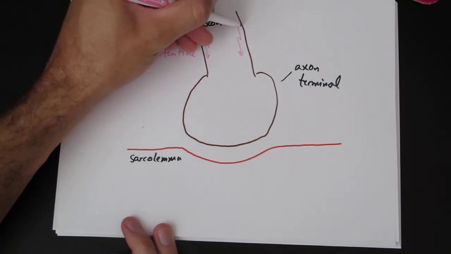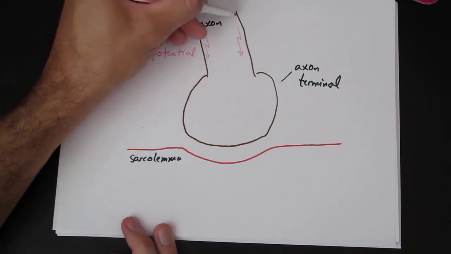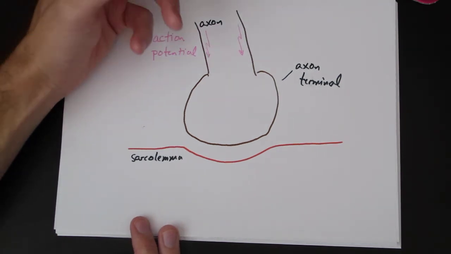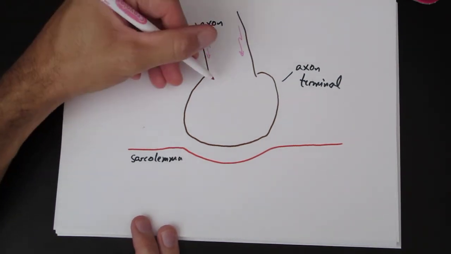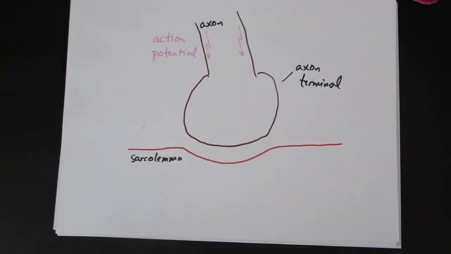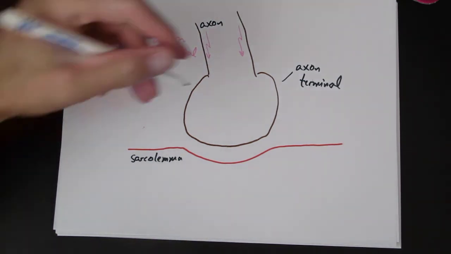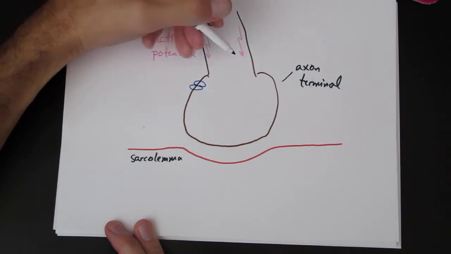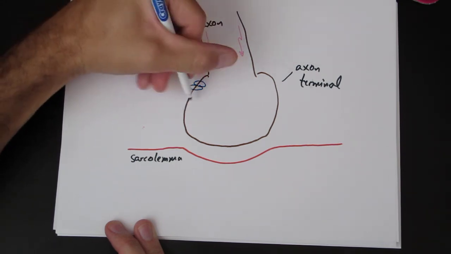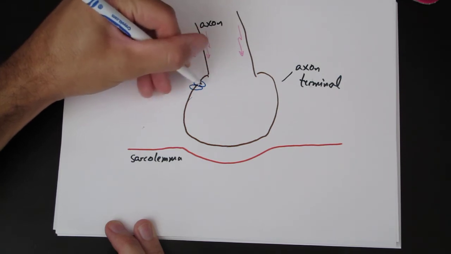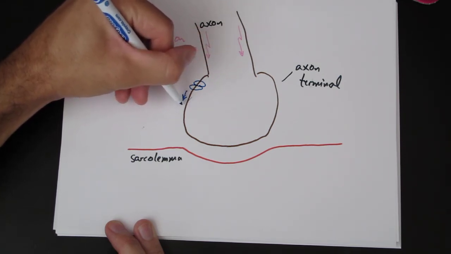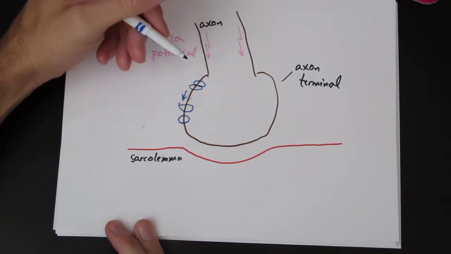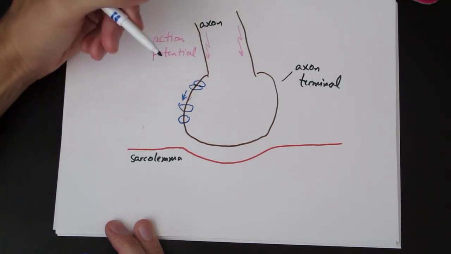So that electrical signal is getting propagated down the length of the axon, and eventually it's going to reach the axon terminal. When that action potential reaches the axon terminal, it triggers calcium channels to open on the surface of the axon terminal. So the membrane here is going to have all these calcium channels. They're normally closed, but when the action potential reaches the axon terminal, those calcium channels open. So we're going from a closed state to an open state.